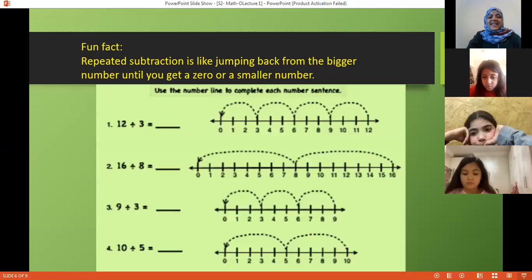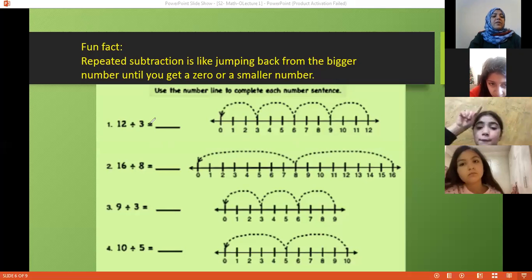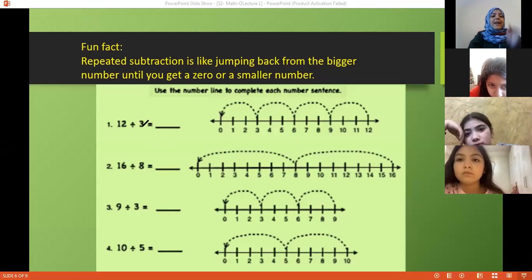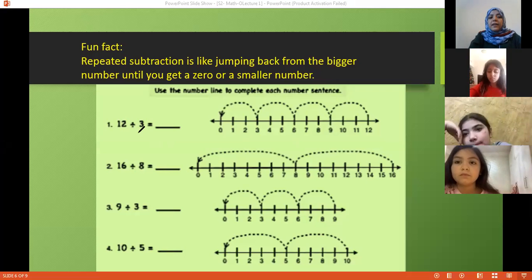Okay, yeah. So these are a lot of examples. So the first one, 12 divided by 3. That means I have to subtract. What do I need to subtract? 4. Guys, listen. When I say 12 divided by 3, I need to subtract. I'm not asking you about the answer.